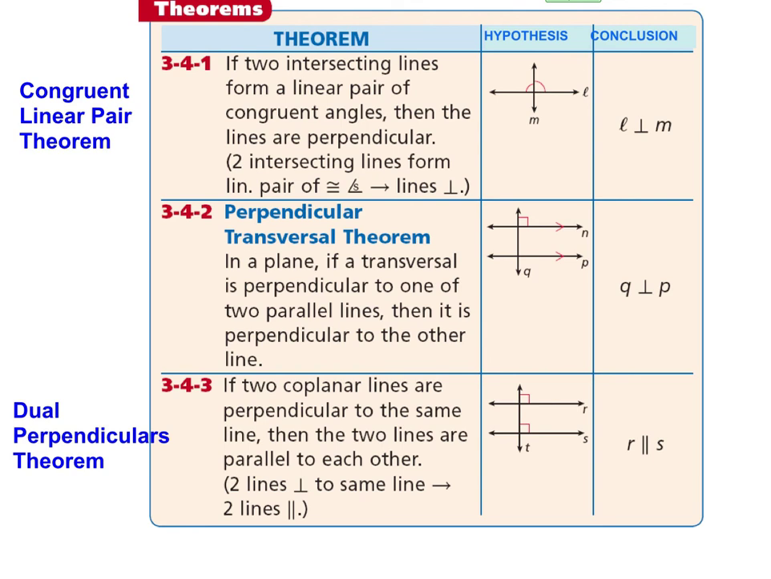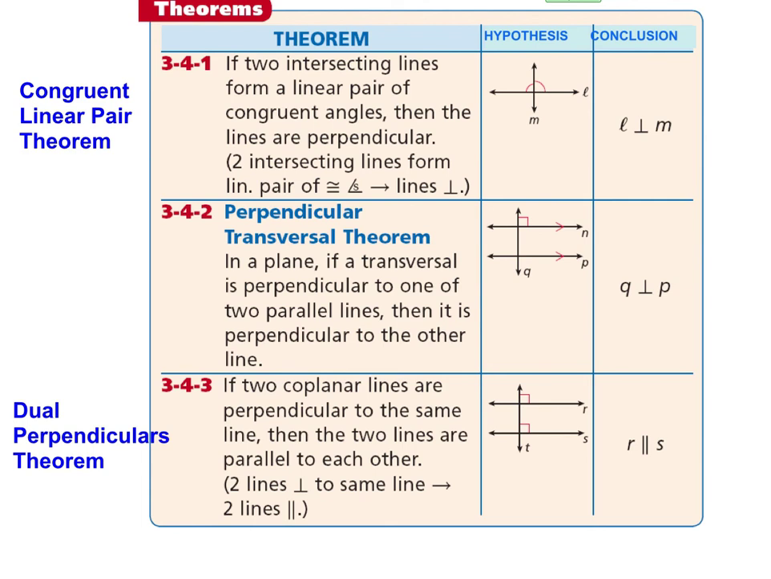Maybe I shouldn't even have the hypothesis or conclusion up there. Make you read through it and draw it. So what is being drawn on the hypothesis? Well, that's the if part. So if 2 intersecting lines form a linear pair of congruent angles, that's what the hypothesis picture is. We have 2 intersecting lines. The linear pair of angles, in this case, are congruent.